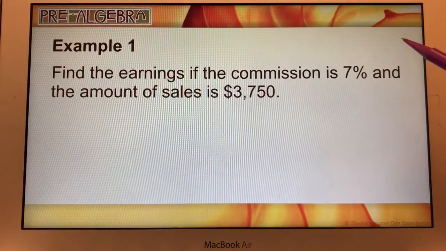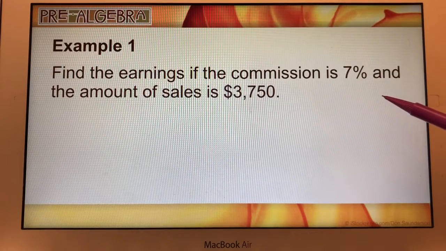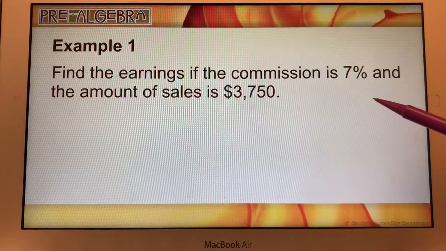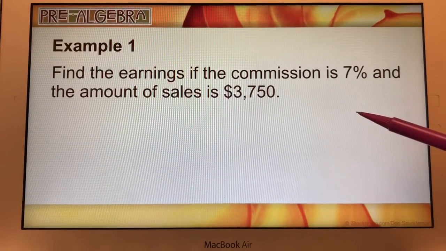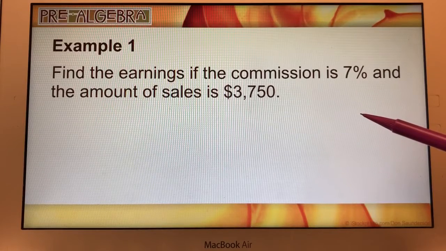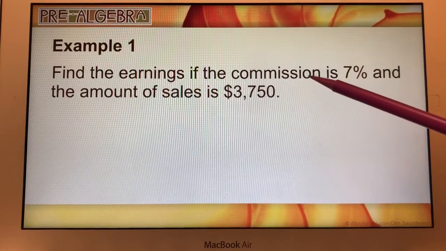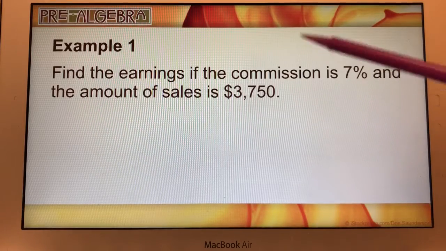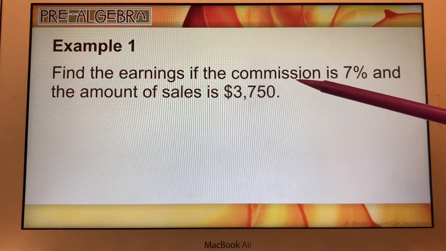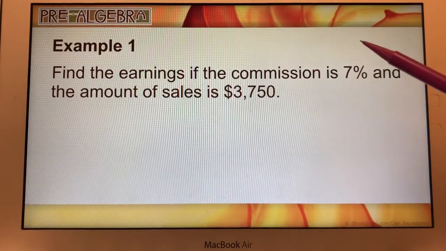Today, as we go into talking about commissions and tips and sales, let's take a look at our first example. We're going to find the earnings if the commission is 7% and the amount of sales is $3,750. So commission is kind of like a tip, the amount of money that a salesman would earn off of an item that he sells.